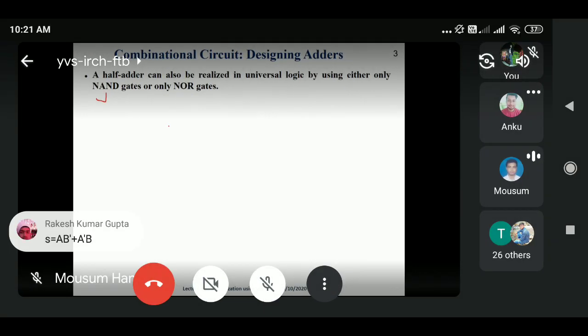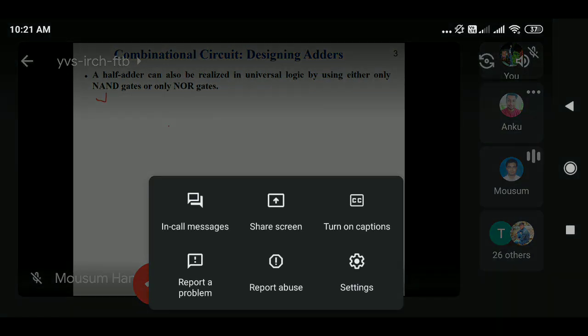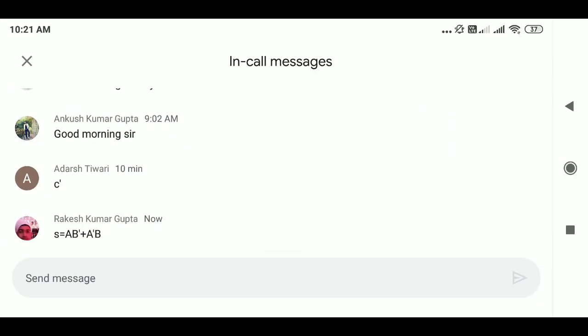You can create the expression such that when you are constructing the half adder, you can use only NAND gates. That is our objective.